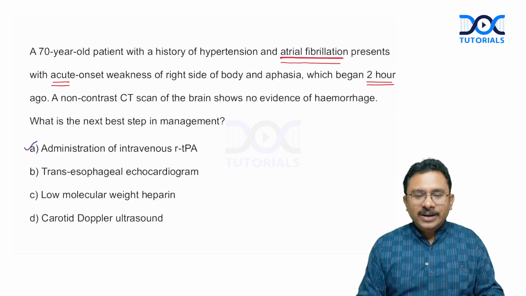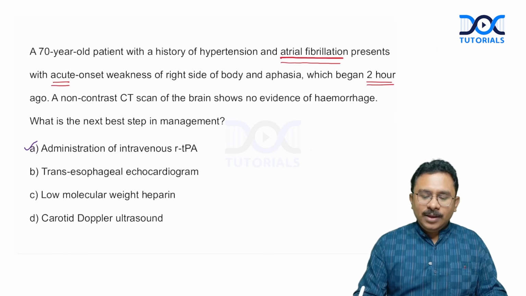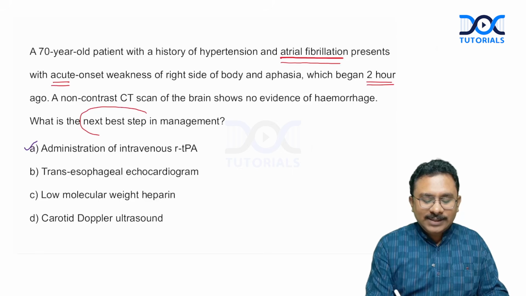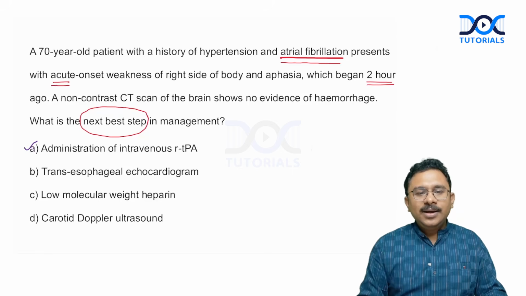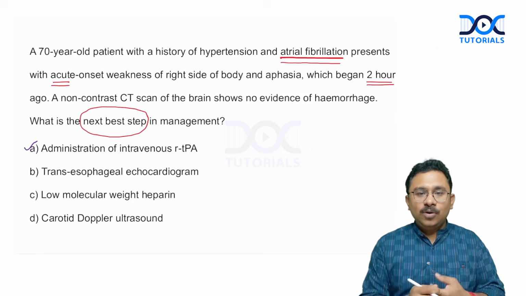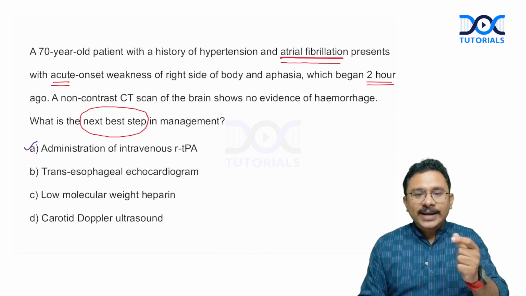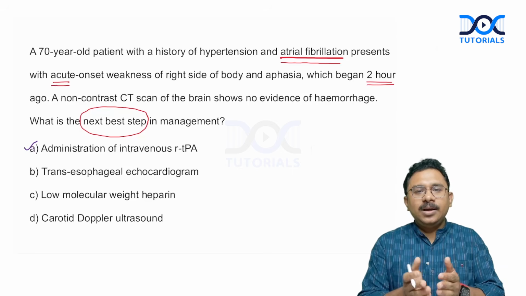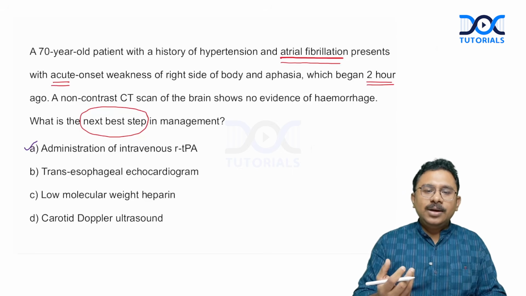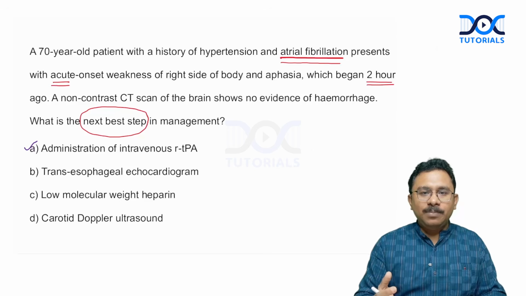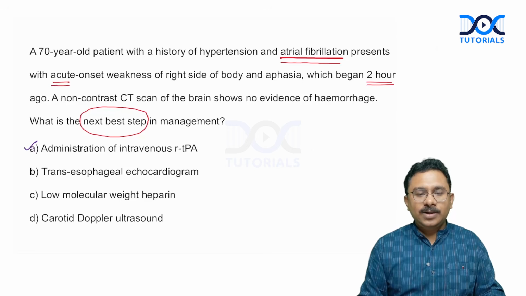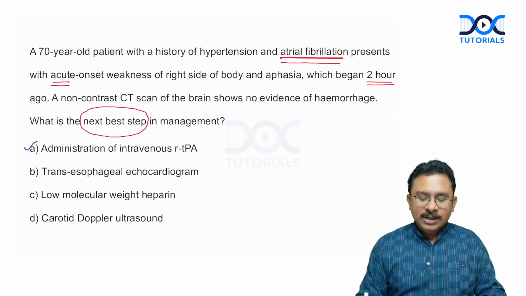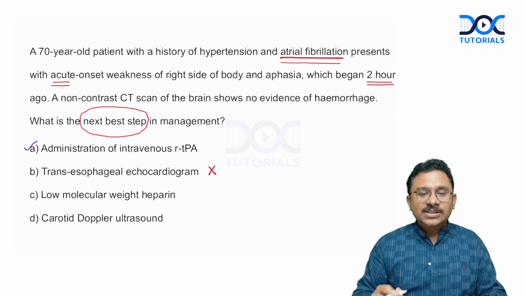What about the role of a transesophageal echocardiogram? Look, the patient is having atrial fibrillation, but the question is about what is the next best step. Do you think that doing a transesophageal echocardiogram is going to change the immediate management? No. See, when a patient comes with even an embolic stroke, doing a transesophageal echo would help, but not in the immediate management, right? So it is not going to change your management strategies in the acute phase. So transesophageal echocardiogram is not right.